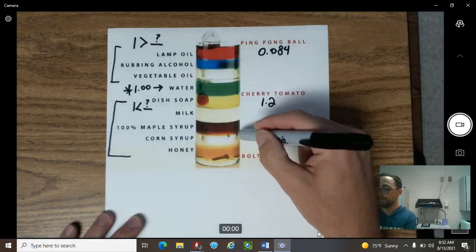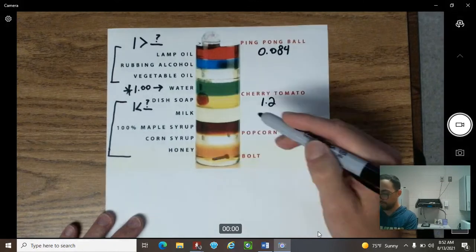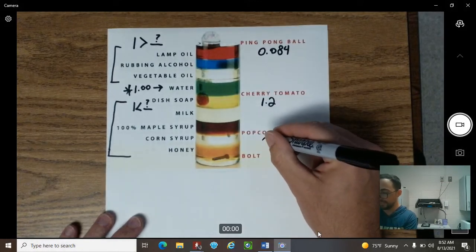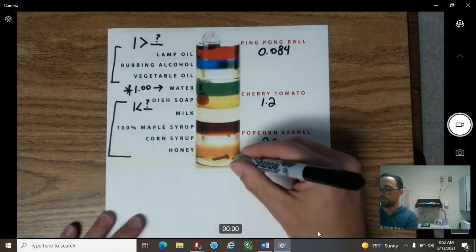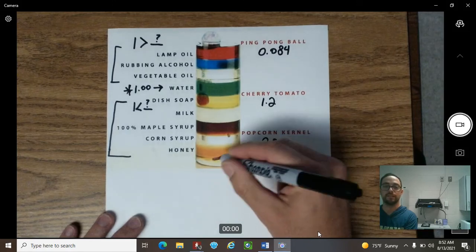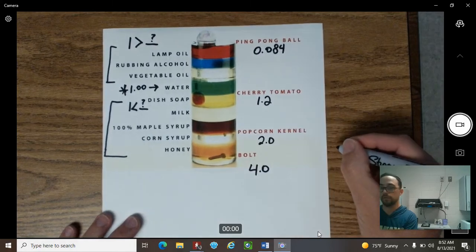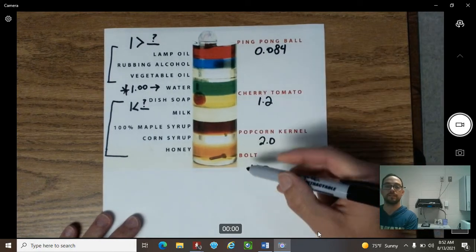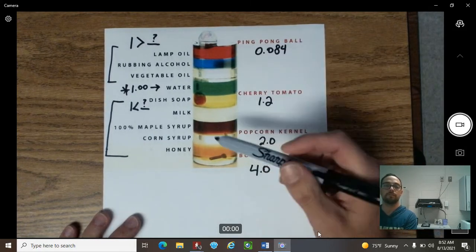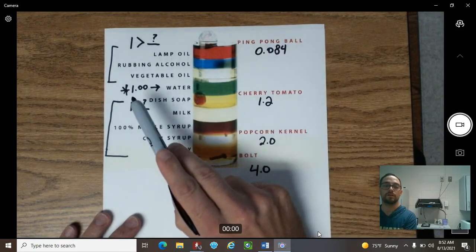Popcorn kernel, well, it's way more than the cherry, and it's more than water, so that might be at like 2.0. And then, of course, the bolt, which is the heaviest thing, it's down at the very bottom, okay? That's really heavy. It's metal. It might be like 4.0. So classifying the different things in the density column based off of knowing that water is 1.